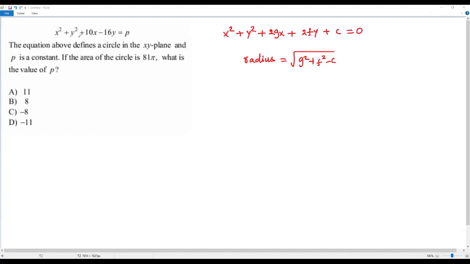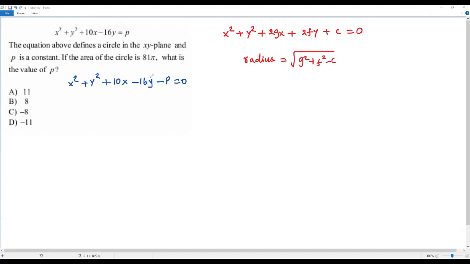When I consider the given equation, it's almost in general form, but here we have p on the right side instead of 0. So let's make the right side 0. For that, we have to subtract p from both sides. Then I'm getting x² + y² + 10x − 16y − p = 0. Now the given equation is in general form, and my aim is to get the values of g, f and c.